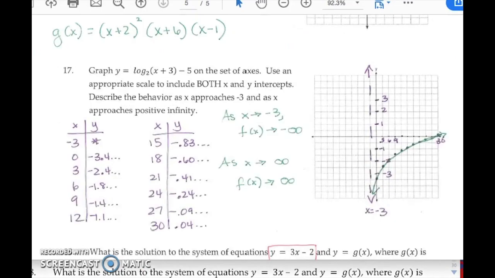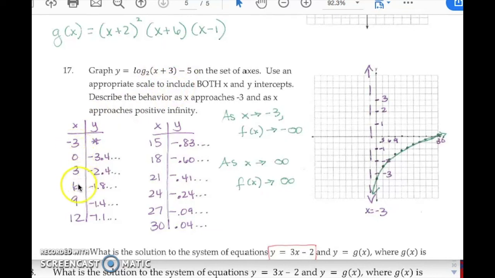So the big thing you want to remember with logs is that even if your calculator doesn't show it, there will always be a vertical asymptote. So what I need to be careful of here is not cutting my graph off too early. So let's start with the table. I see that I get an error at -3. Well, that's because normally my asymptote is the x-axis, right? And here this has been shifted to the left 3. So I'm going to get an error there.